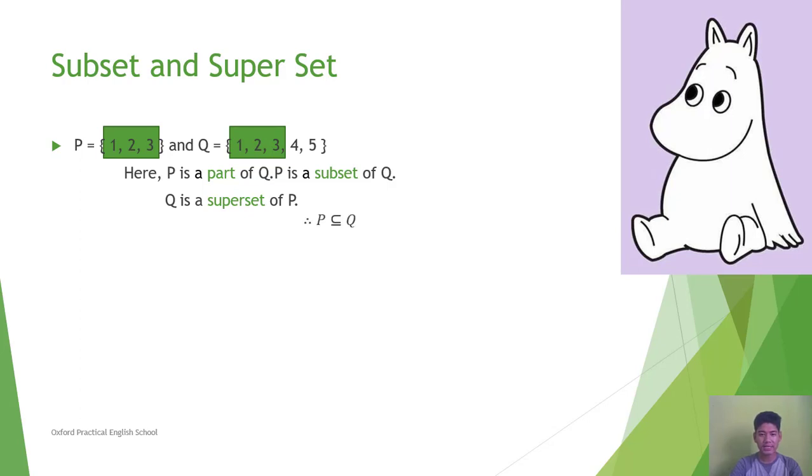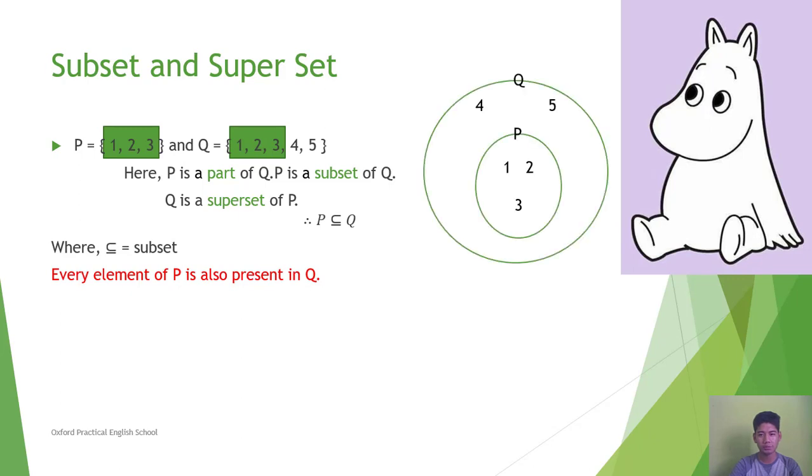Therefore, it is written as P slanted U with an underline Q, where the symbol of subset is written like this. Set P is a subset of set Q because every element of P is also present in Q.